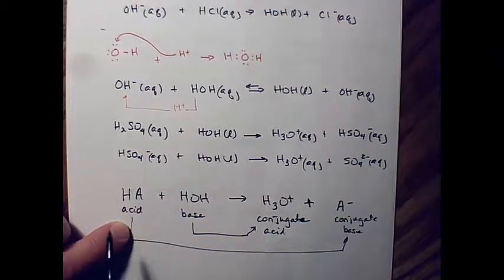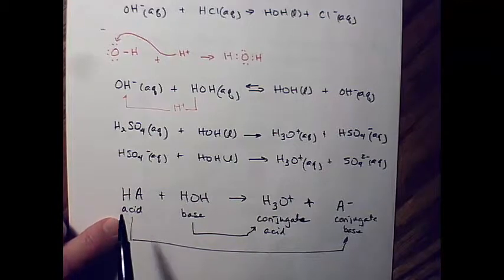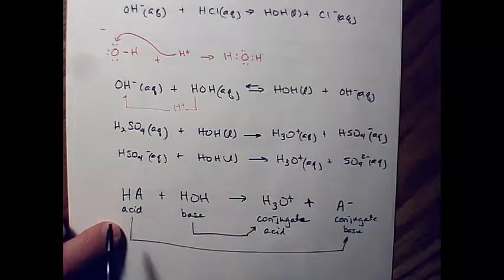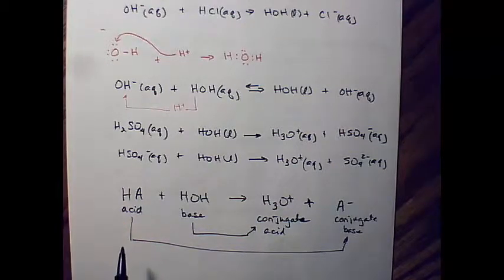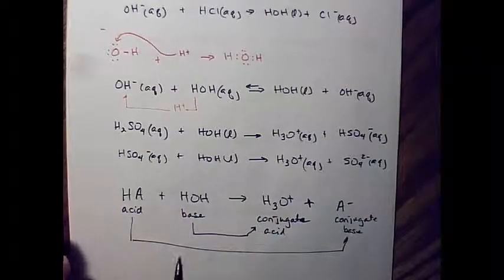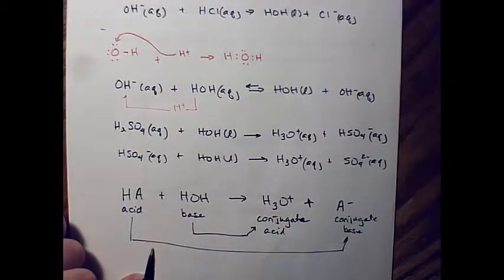Now, from practical experience, from experimentation, we know that strong acids always produce weak conjugate bases. Strong bases always produce weak conjugate acids.